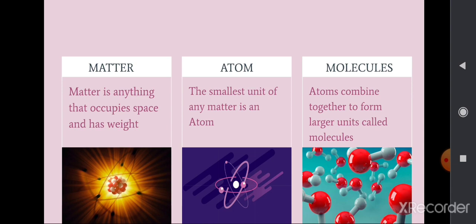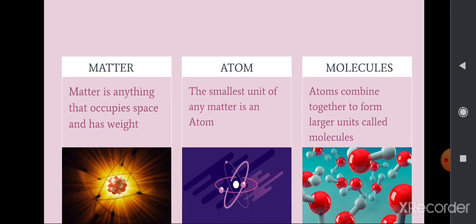Example: rocks, pen, water are made of matter. What is matter? Matter is anything that occupies space and has weight. Atom: the smallest unit of any matter is an atom. Molecules: atoms combine together to form larger units called molecules.